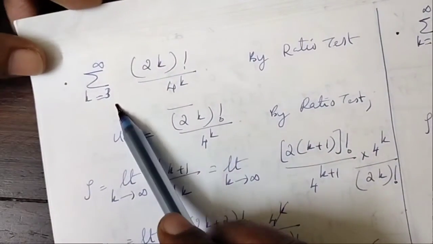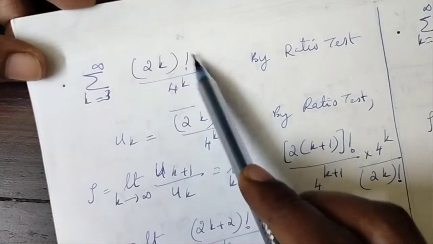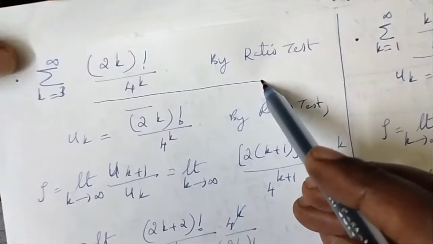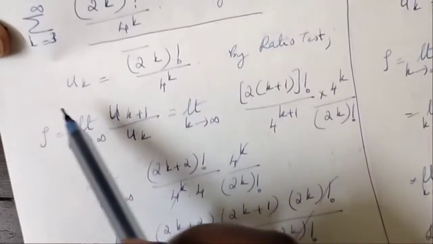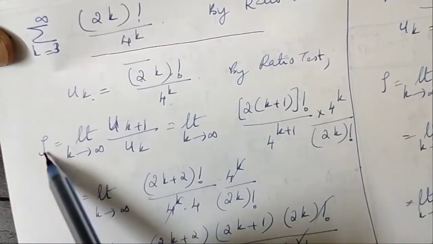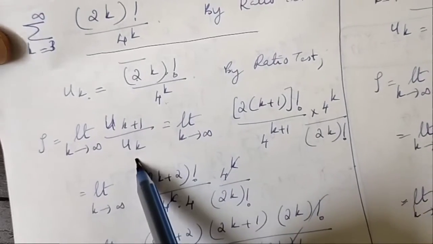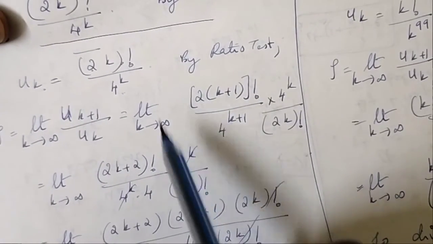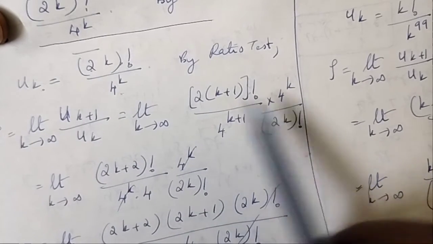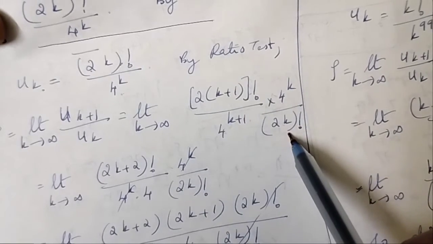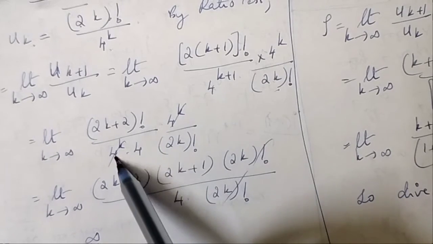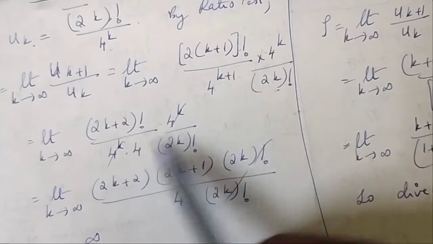Next, sigma k from 3 to infinity, (2k)! by 4 raised to k. We have to check the convergence by the ratio test. So uk is (2k)! by 4 raised to k. By the ratio test, rho is limit k tends to infinity uk plus 1 by uk. It is (2(k+1))! by 4 raised to k plus 1, into 4 raised to k by (2k)!. So it is (2k+2)! into 4 raised to k by 4 raised to k into 4 into (2k)!.